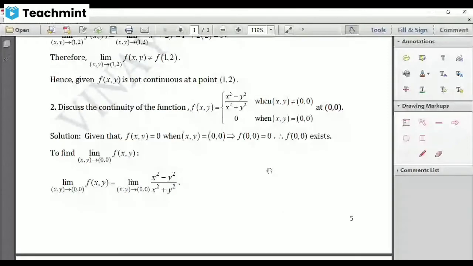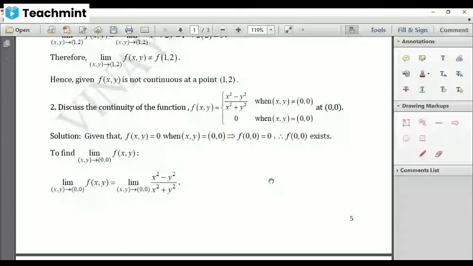Now let us see one more problem. Discuss the continuity of the function f of xy, which is taking two values: x square minus y square divided by x square plus y square, when the ordered pair x comma y is not equal to the ordered pair 0 comma 0, and 0 when the ordered pair x comma y is equal to 0 comma 0. We need to discuss the continuity at 0 comma 0.